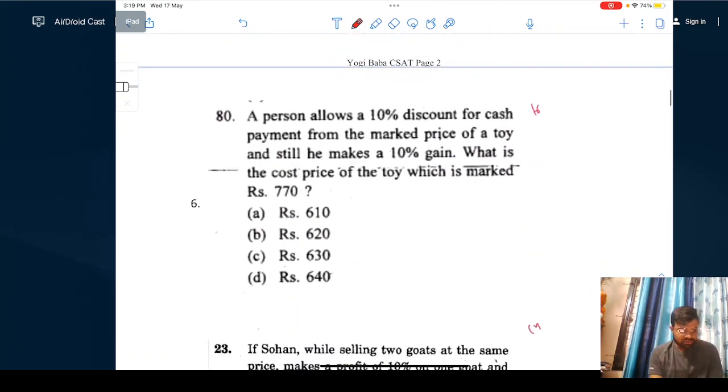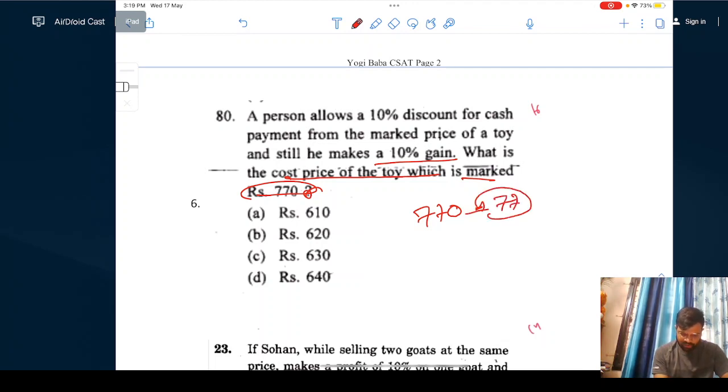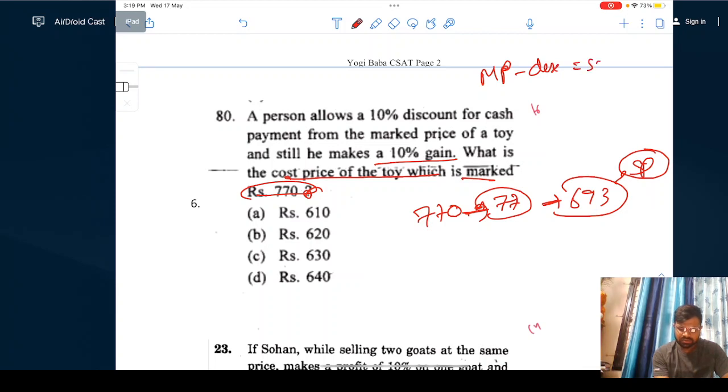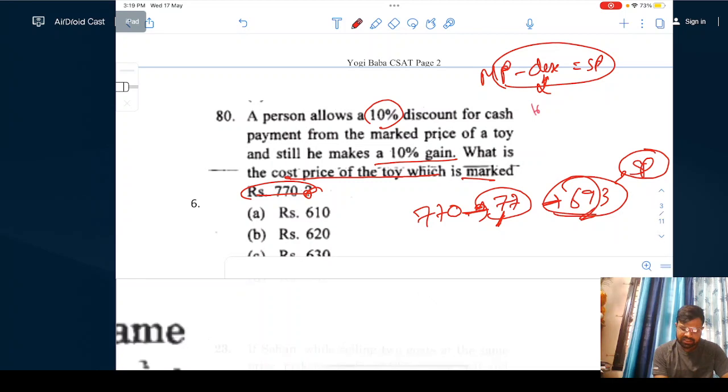Now the sixth question. A person allows a 10% discount for cash payment from the marked price of a toy. Still he makes a 10% gain. What is the cost price of the toy which is marked at 770? What is 10% of 770? 77. When you subtract it from here, 693. So this will become your SP. Marked price minus discount is equal to SP. The discount is 10% of marked price, so 77. 693 is the new SP.